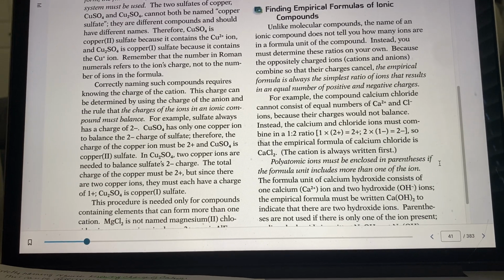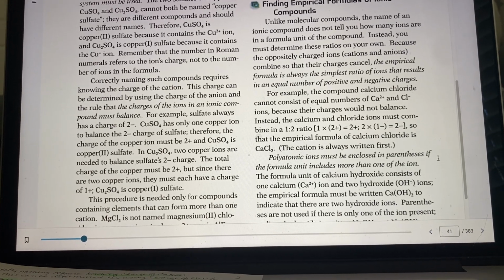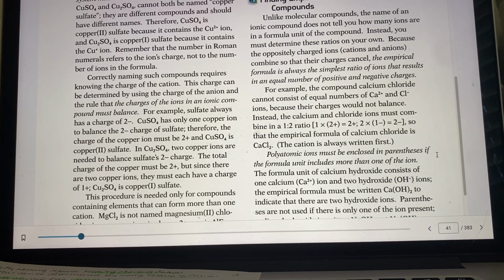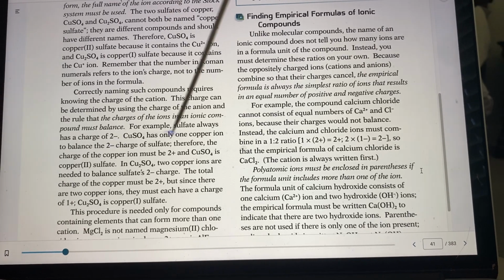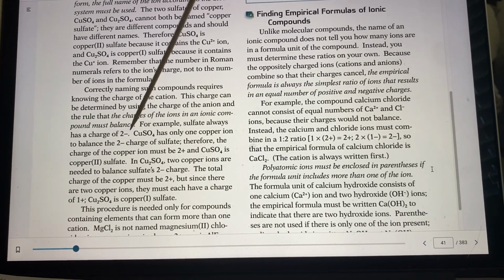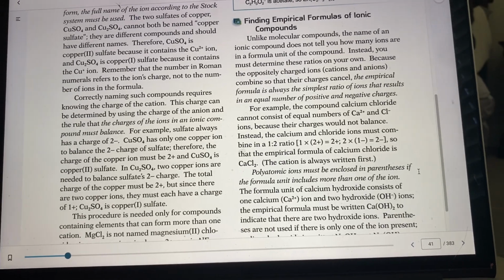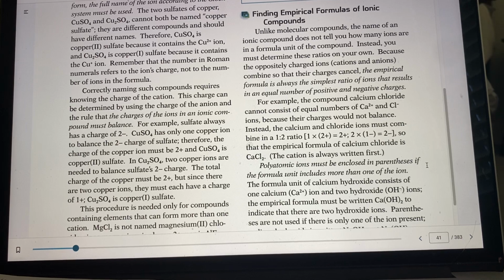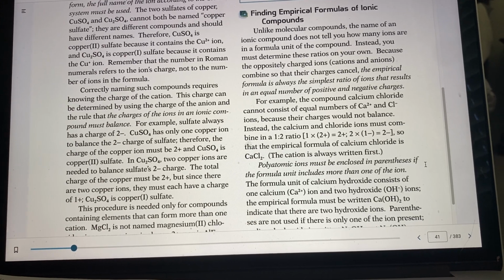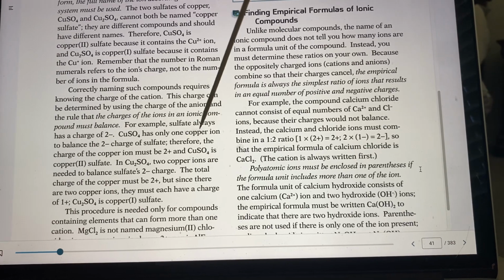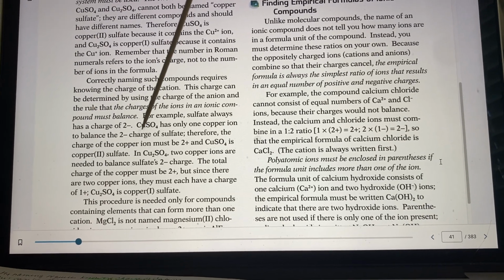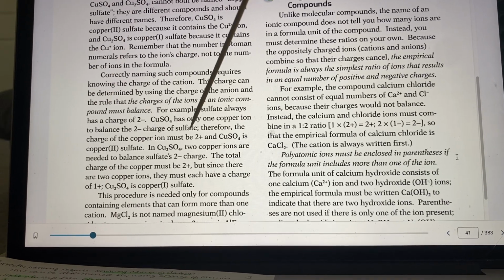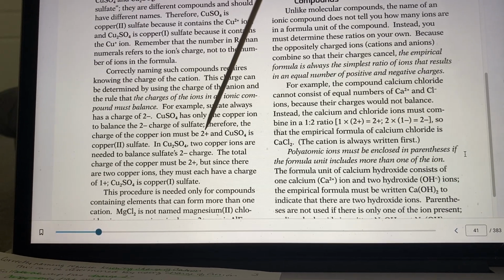So correctly naming such compounds requires knowing the charge of the cation. The charge can be determined by using the charge of the anion, and the rule that the charges of ions in an ionic compound must balance. You always have to have the same total of positive charge from the cations as negative charge from the anions. They have to balance out. For example, sulfate always has a charge of negative 2, and there is only 1 copper to balance it, so it's a negative 2 of sulfate. Therefore, the charge of the copper ion must be 2.